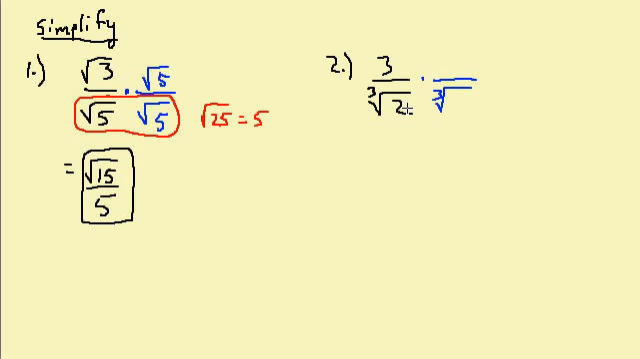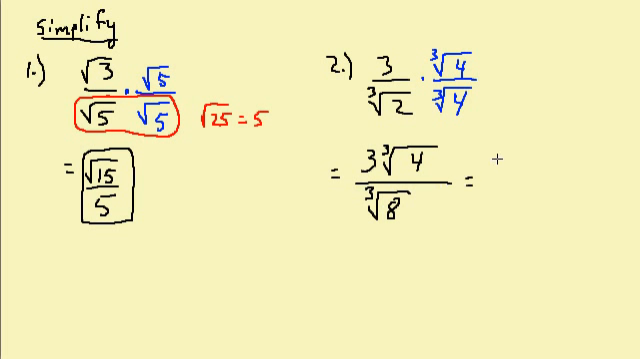8 is a perfect cube. So what do I need to multiply by 2 to get 8? Well, that's 4. 2 times 4 would give me 8, and the cube root of 8 is 2. So now I have to also multiply the numerator by the cube root of 4. So this gives me 3 times the cube root of 4 over, and I'm going to go ahead and write this out, the cube root of 8, which equals 3 times the cube root of 4 over, and then the cube root of 8 is 2.